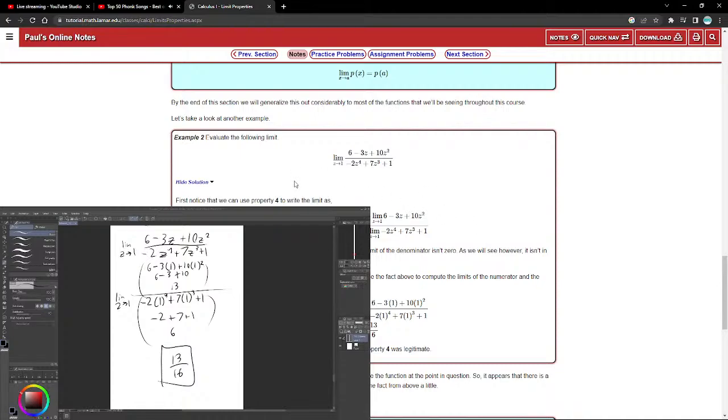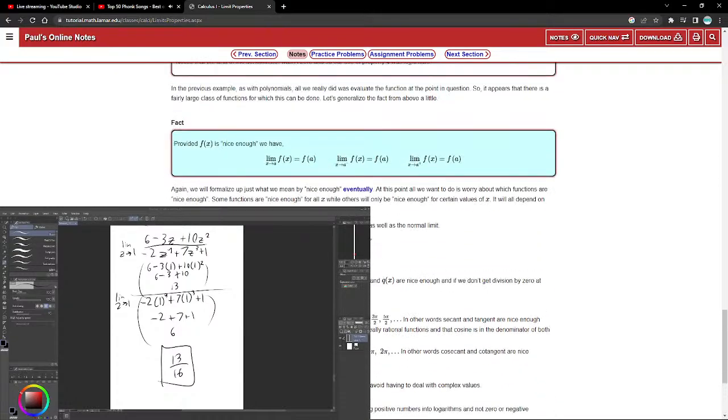First, notice that we can use property 4 to write the limit as a quotient of limits. Well, actually, we should be a little careful. We can do that provided the limit of the denominator isn't 0. As we will see, however, it isn't in this case, so we're okay. Now, both the numerator and denominator are polynomials, so we can use the facts above to compute the limits of the numerator and the denominator, and hence the limit itself. Notice that the limit of the denominator wasn't 0, so our use of property 4 was legitimate.